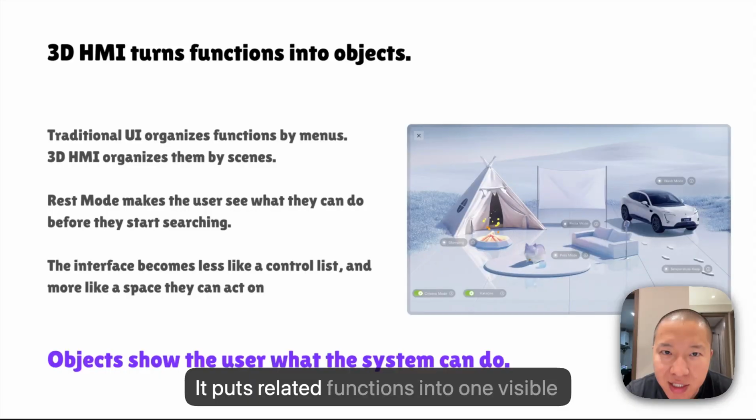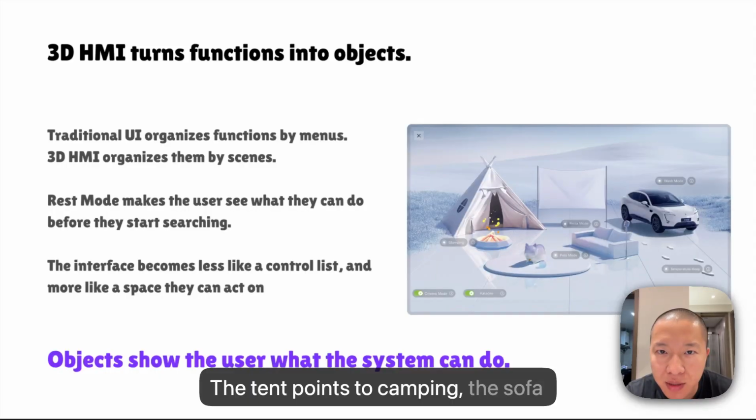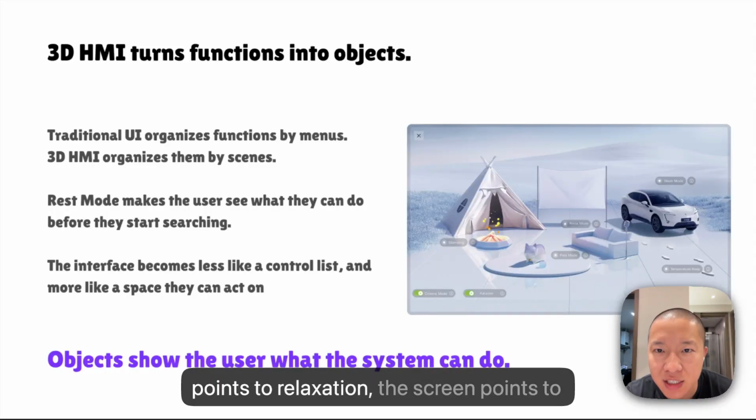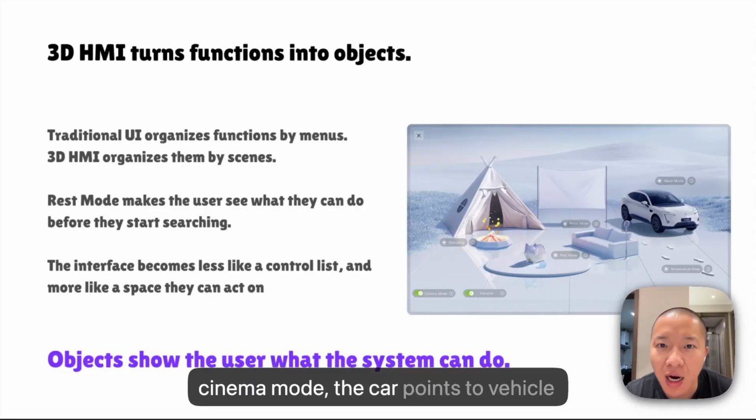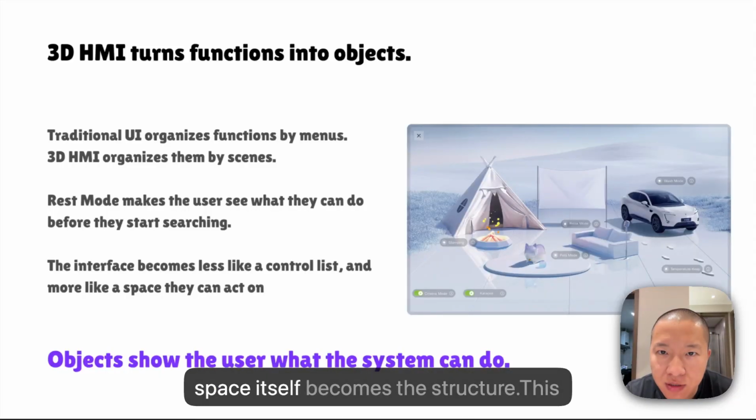It puts related functions into one visible environment. The tent points to camping. The sofa points to relaxation. The screen points to cinema mode. The car points to vehicle-related actions. The space itself becomes the structure.